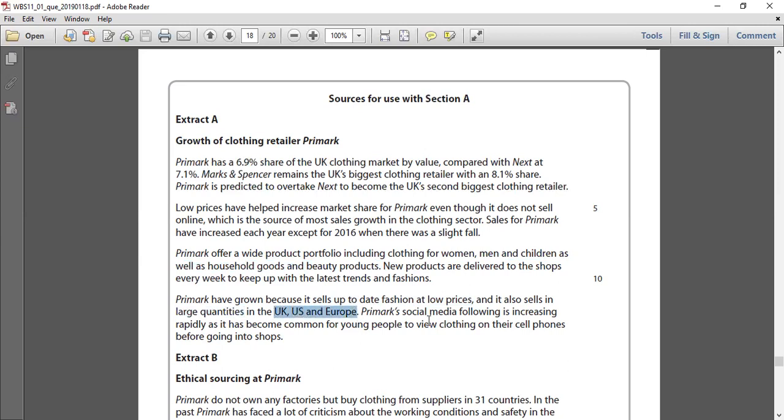Primark's social media following is increasing rapidly as it has become common for young people to view clothing on their cell phones before going into shops. So Primark's social media following is increasing rapidly also. This has become common for young people to view clothing on their cell phones before going to shops, definitely.